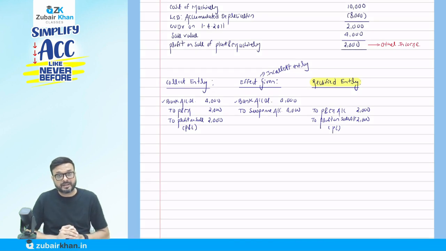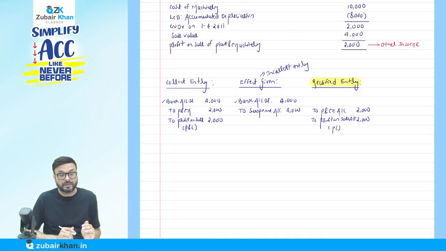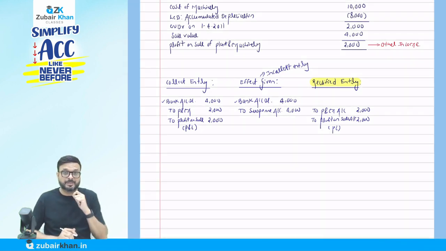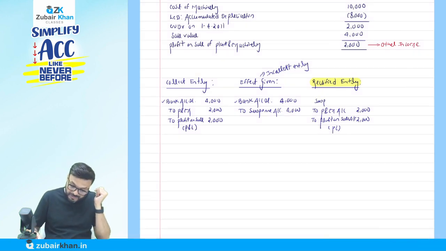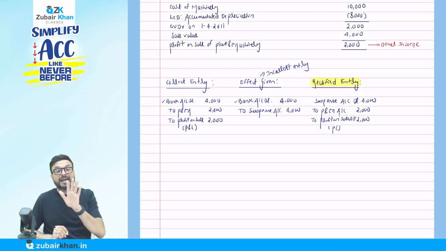What happened is that the bank account should be debited by 4,000, but they have credited the suspense account by 4,000. It's an incorrect entry. The suspense account should not be credited, so to cancel it, we have to debit it. Something which we have credited, to cancel it, we have to debit. So I will debit the suspense account here by 4,000. This is the entry we have to pass.